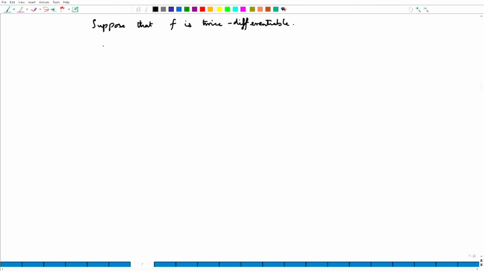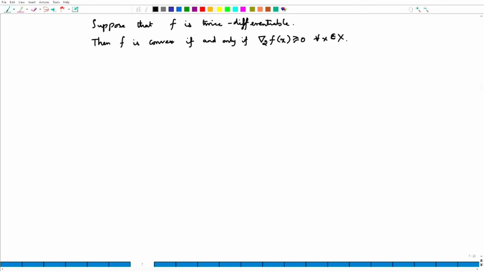Okay. Then f is convex if and only if the Hessian matrix is positive semi definite for all x in the domain of f. Okay. So, to give you an idea of what is positive definite.